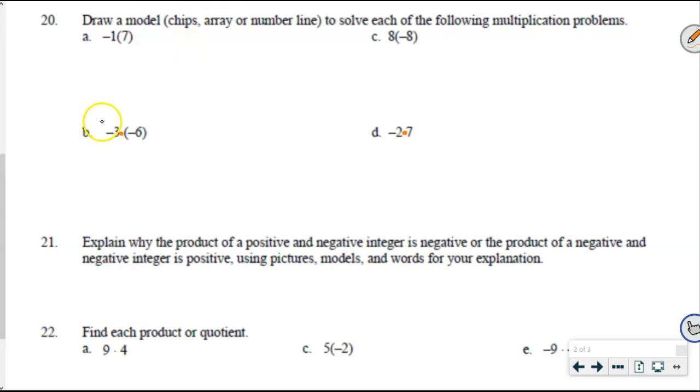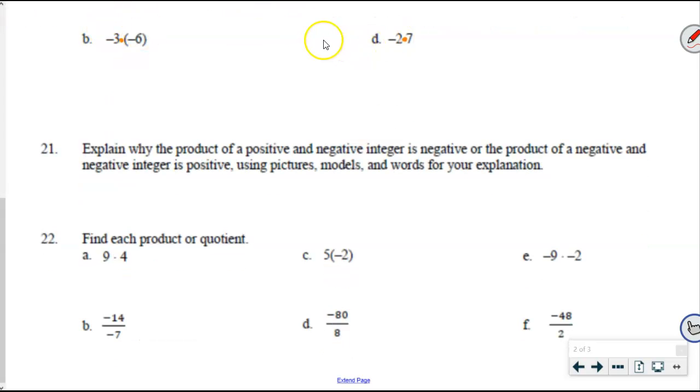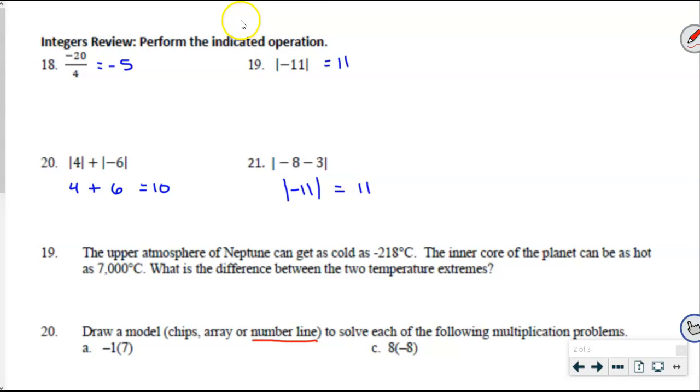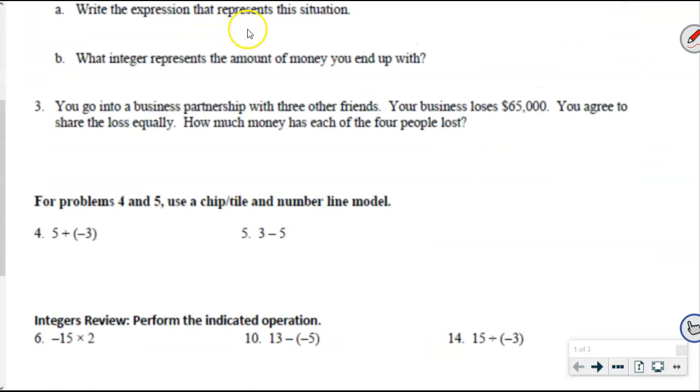I strongly advise the number line, because if I'm looking at something like B or D, how am I going to draw negative 2 groups of 7? Oops. And the key thing is we can't. It's harder to draw the opposite of 2 groups. Some of these are going to be a lot easier with a number line, but you can do chips or an array where it is appropriate. Man, I think those ones are just my biggest concerns.